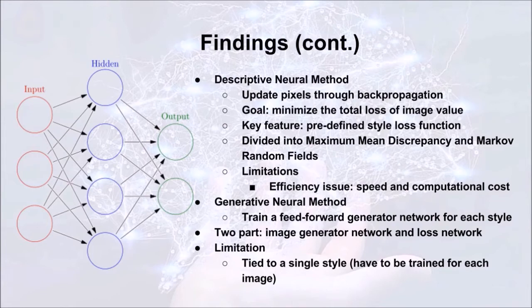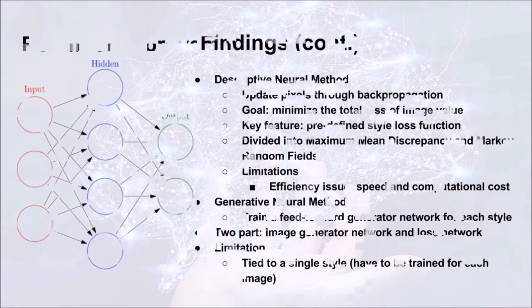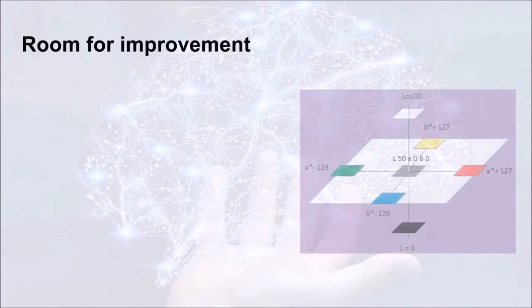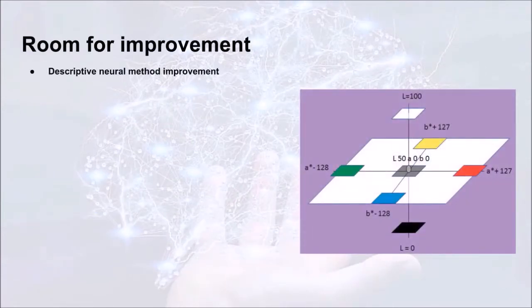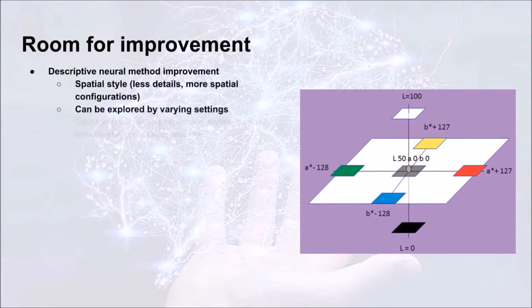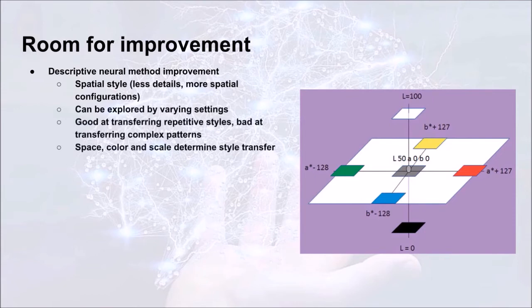Because some paintings share similar paint strokes but only differ in the color palette, it is redundant to train a separate feed-forward network for each of them. Style representation called spatial style captures less style details and more spatial configurations. We can explore the neural style transfer algorithm by varying different experimental settings. The algorithm shows great results in transferring repetitive styles but often fails to transfer complex patterns.